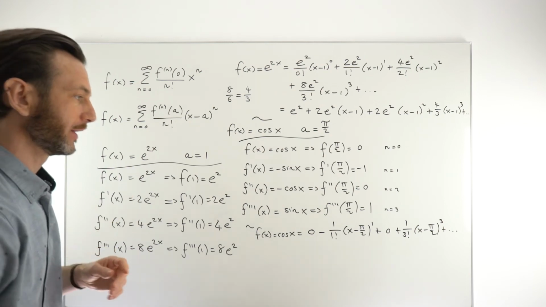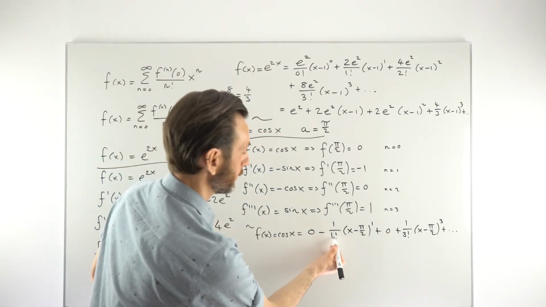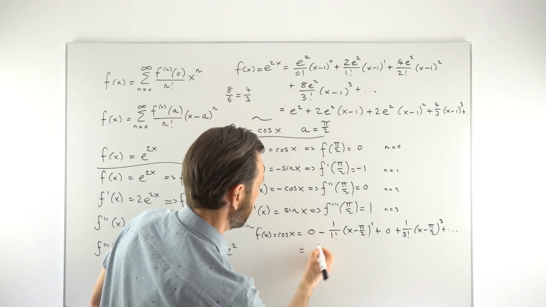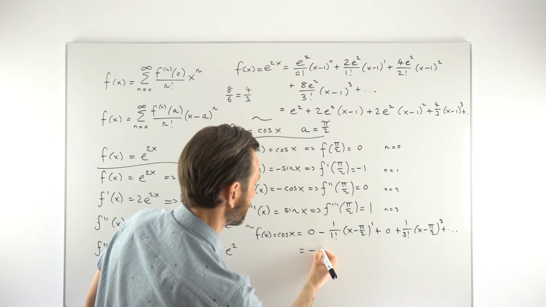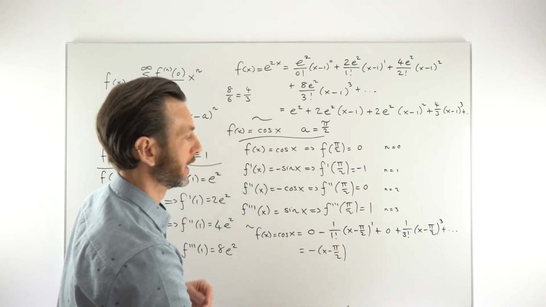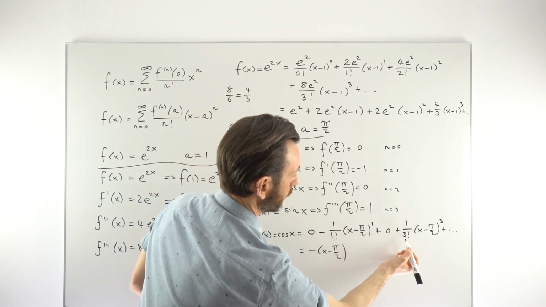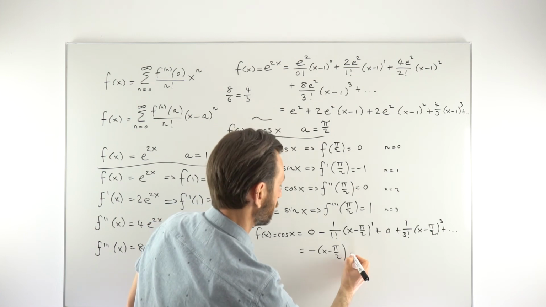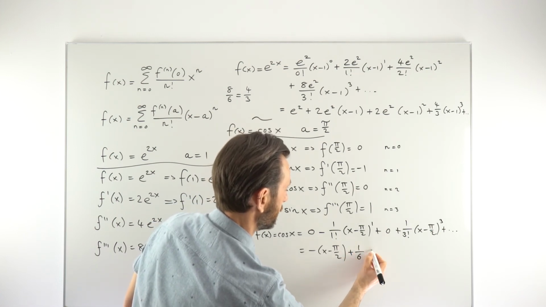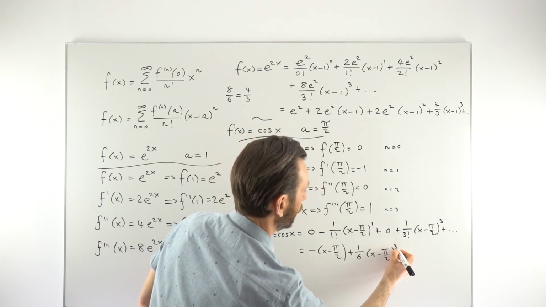So can we simplify this? Obviously, we can drop the zeros now. We don't need to write those in. 1 factorial is 1. This just becomes 1 over 1. There's a minus in front, so it just becomes minus x minus pi by 2 to the power of 1. We don't really need that power. We can drop that. We can drop the next term. Not much we can do here. Well, you could maybe change the factorial: 3 factorial is 6, so it becomes 1 over 6 x minus pi by 2 to the power of 3.